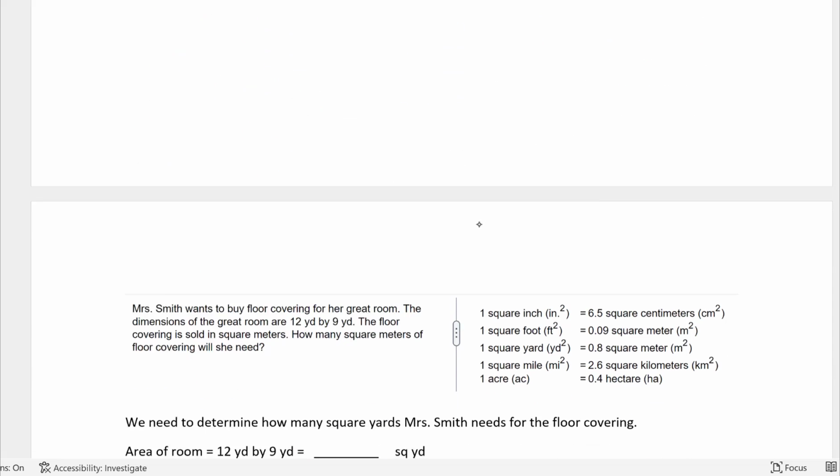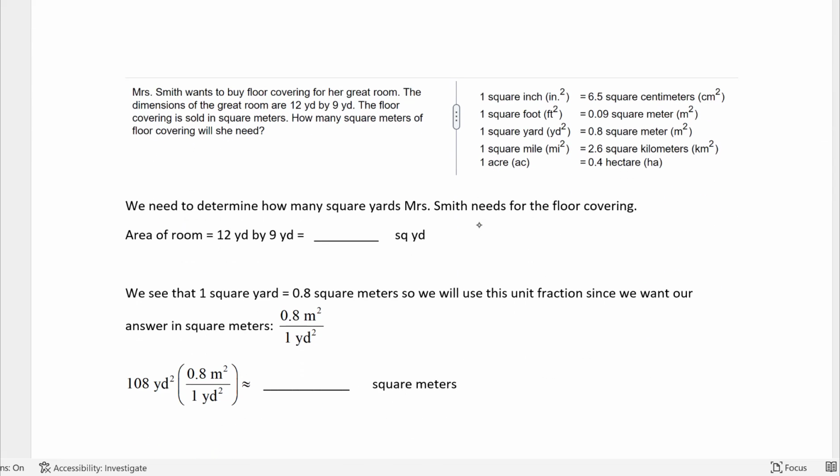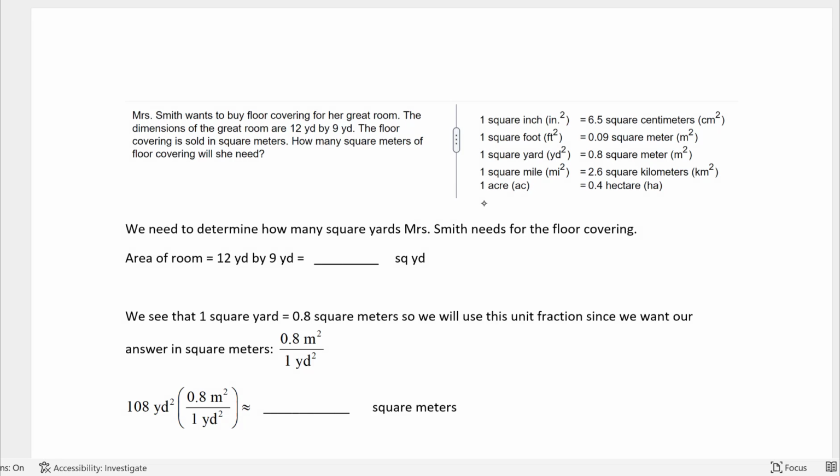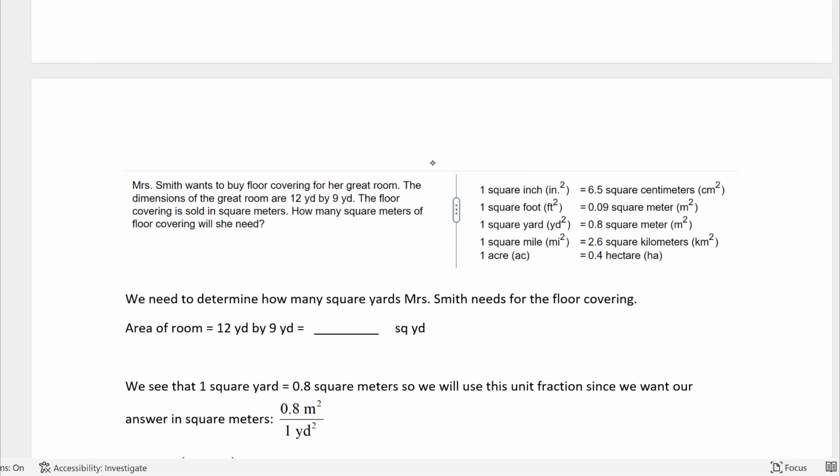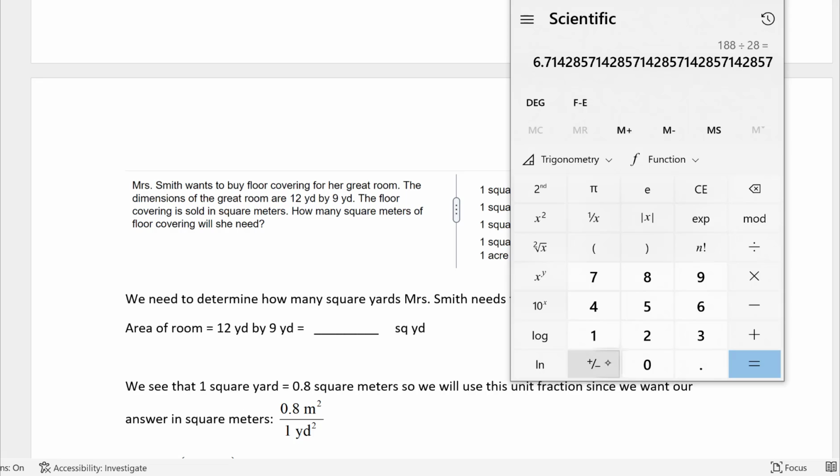All right, let's try another one. Mrs. Smith wants to buy flooring for her great room. The dimensions of the great room are 12 yards by 9 yards, and the flooring is sold in square meters. So the first thing she needs to do is figure out the area of her room in yards, because that's how she has the dimensions right now. So 12 yards times 9 yards. Let's figure out the square yards.